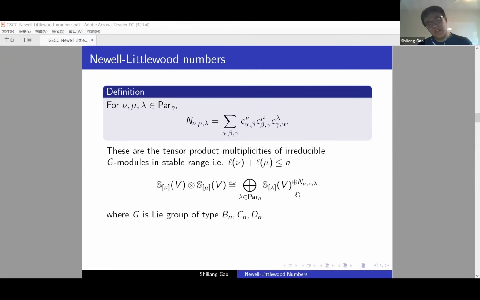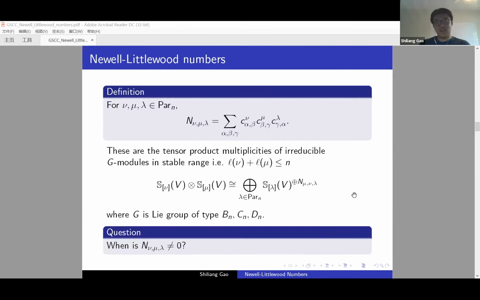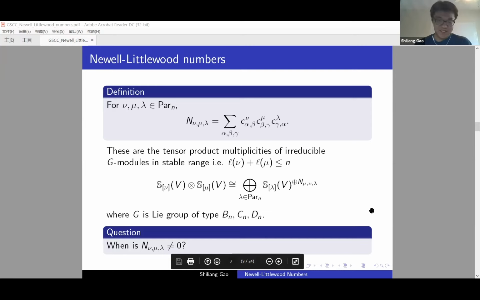Here I'm lying just a little bit, in the sense that in type D, if lambda n is non-zero, then S lambda is not irreducible. It's actually the direct sum of two irreducible ones, but we will not be focusing on that in particular. As with any of these tensor product multiplicities, one natural question to ask is: when is the Newell-Littlewood number non-zero? I'll try to answer the question to some extent.